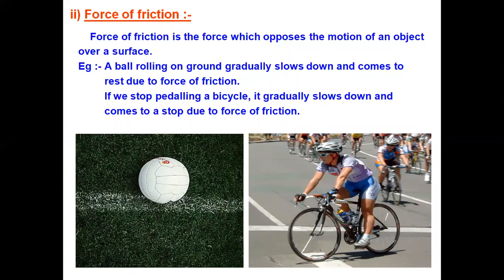If we stop pedaling a bicycle, it gradually slows down and comes to rest due to the force of friction. So these two are the examples. From these examples, you can understand that force of friction is again an example of a contact force, and it is an opposing force. So we have discussed the examples of contact force. First was a muscular force and second is a frictional force.